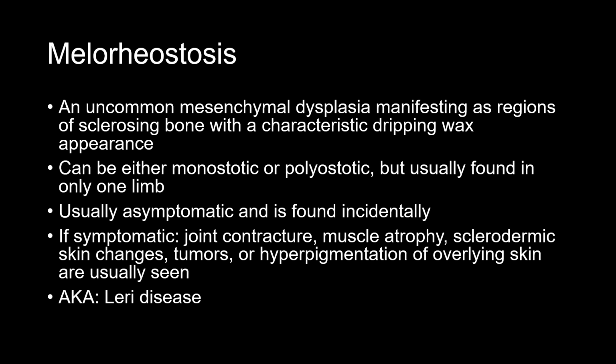Melorheostosis is uncommon, but it's a mesenchymal dysplasia where you get these sclerosing bones with a dripping candle wax type of appearance. It can affect one or many bones, but is usually found only in one limb. It's usually found asymptomatically, but if there are symptoms, you can have a number of things such as joint contracture, muscle atrophy, sclerodermic skin changes, tumors, or hyperpigmentation of the skin over the area of the affected bones.